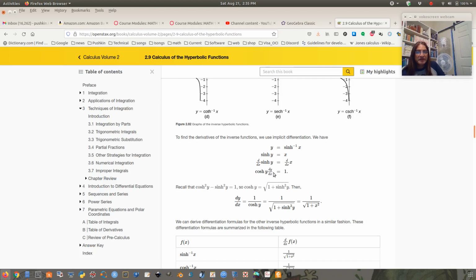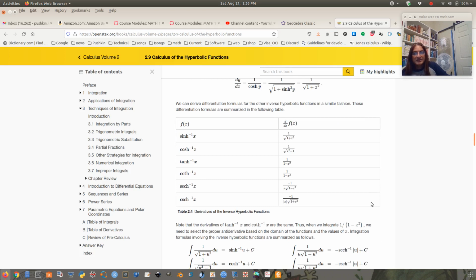So dy over dx, which was 1 over cosh y, is equal to 1 over the square root of 1 plus sinh squared y. And it is equal to 1 over the square root of 1 plus x squared, because sinh y equals x. So similarly, we can derive the derivatives of each of these functions, and the table is giving us the results.